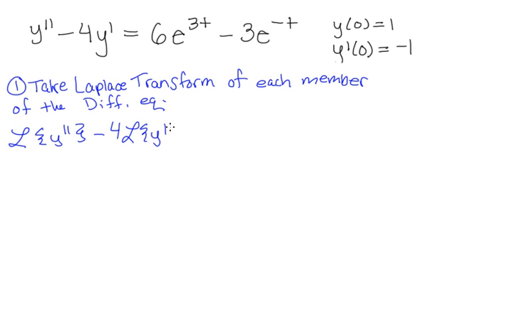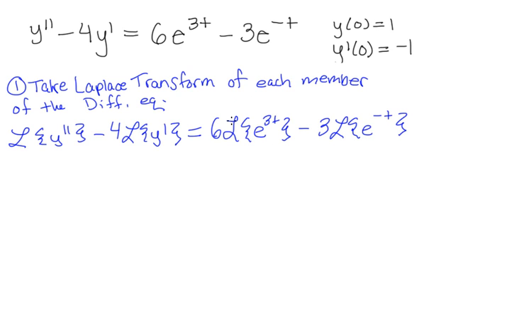do the Laplace transform of y prime. The reason we can bring the 4 out, instead of doing Laplace transform of 4 y prime, just bring the 4 out because it's a linear function, so we're allowed to take out the constant, equals 6, the Laplace transform of e^(3t), minus 3, the Laplace transform of e to the negative t.